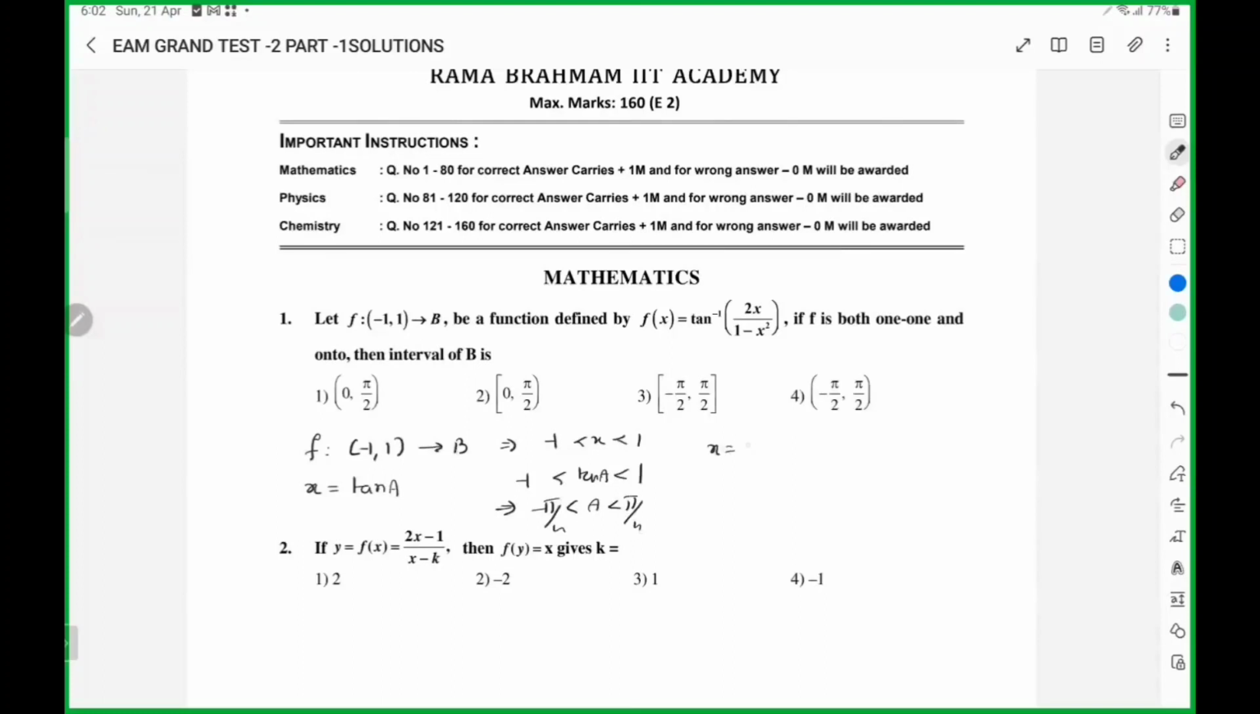x is 2x by 1 minus x square, which will be 2 tan A by 1 minus tan square A, which is tan 2A. So tan inverse tan 2A is 2A, because 2A lies between -π/2 and π/2. So the range will be -π/2 to π/2.